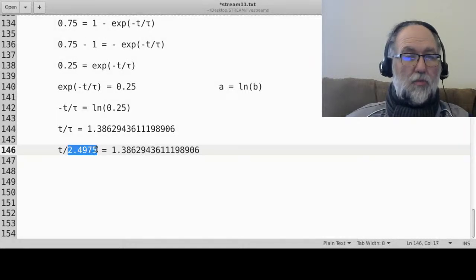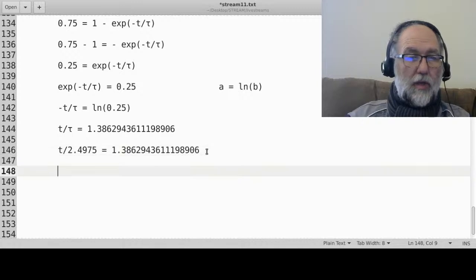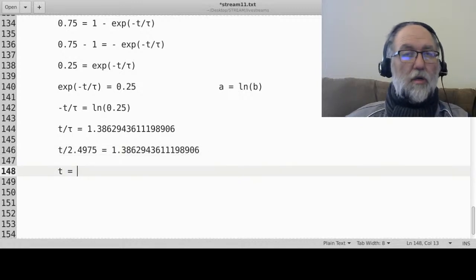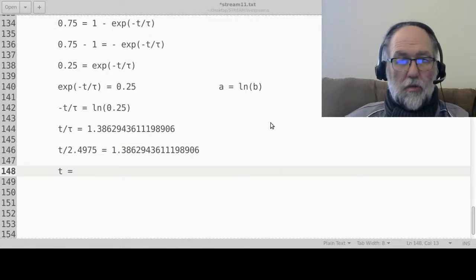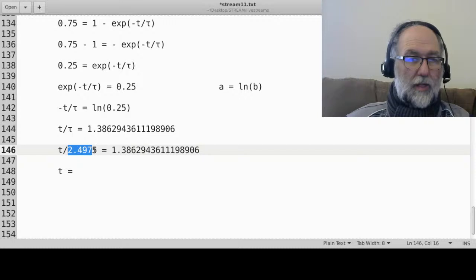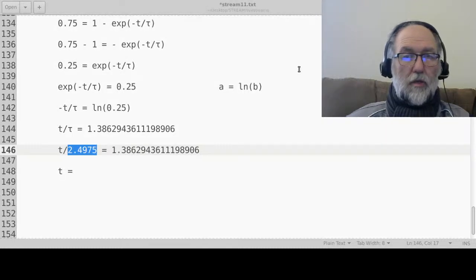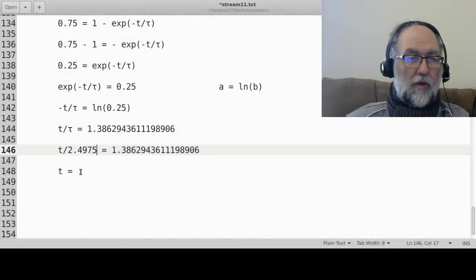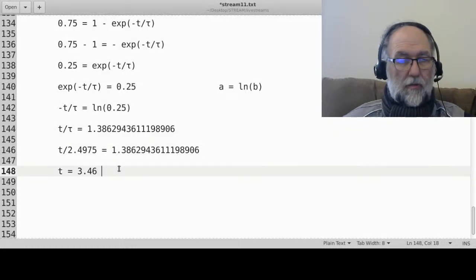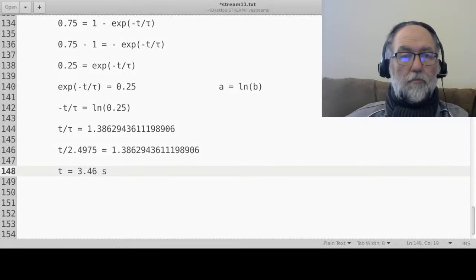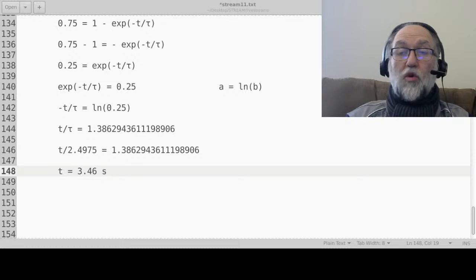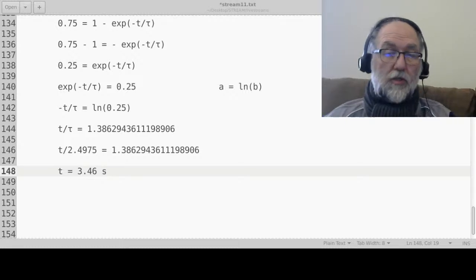So multiply that 2.4975 by that very long number there, and you will get that t is equal to, what is it equal to? Let me do that on the calculator. It's equal to, and I won't give you all the decimals, but there it is: 3.46 seconds. 3.46 seconds.